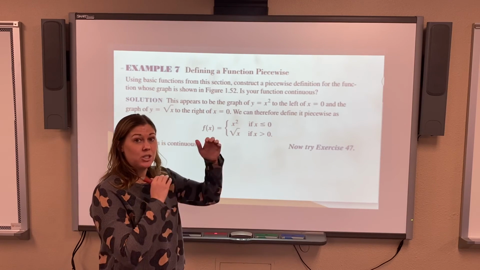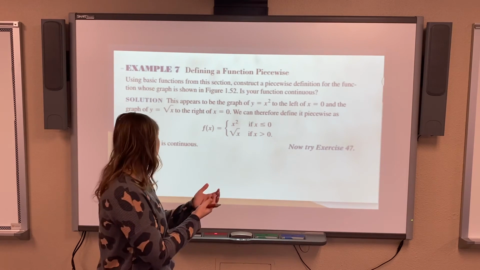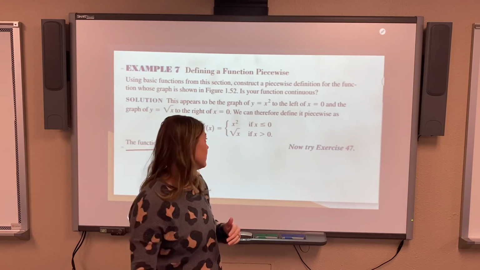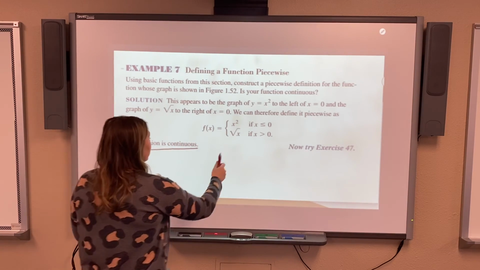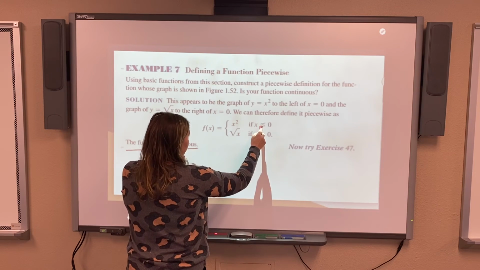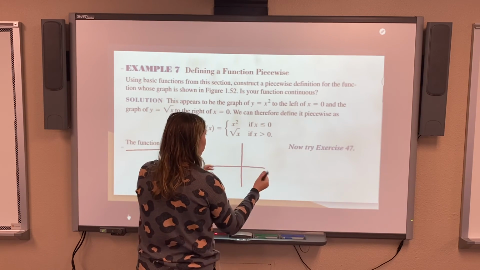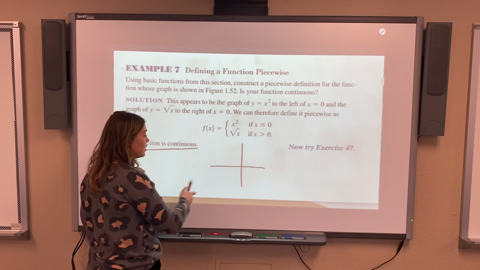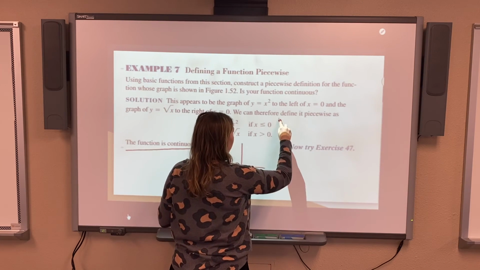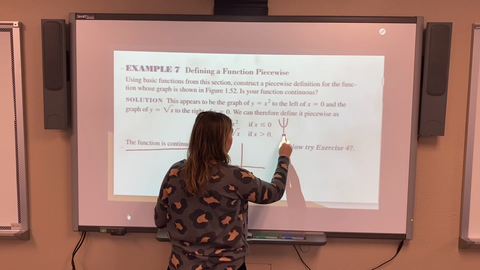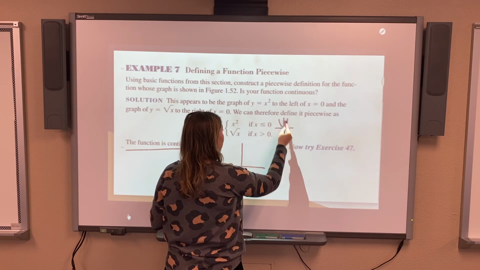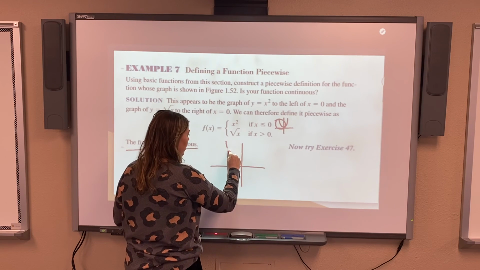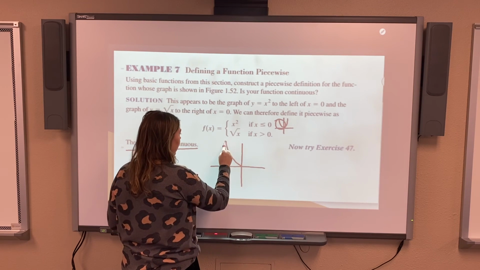So we're going to look at each piece and piece them together, and it says the function is continuous. So from left to right, we don't pick up our pencil. And so for x squared, if x is less than or equal to 0, that would be the negative x values for our graph. If x squared is a parabola like this, the negative x values would be this left side of the graph. And so we are going to graph that part, okay?